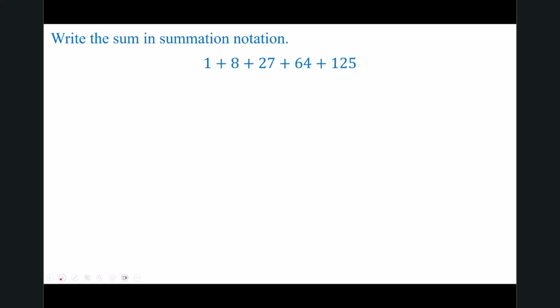Let's write this one in summation notation. I have 1 plus 8 plus 27 plus 64 plus 125. So I want the sum from k equals 1, there are 5 terms here, 1, 2, 3, 4, 5. Then I need to know what the explicit formula is. If I look at this carefully, this is 1 cubed, this is 2 cubed, 3 cubed, 4 cubed, 5 cubed. So k cubed is the expression that I need. So this sum now in summation notation is the sum from k equals 1 to 5 of k cubed.